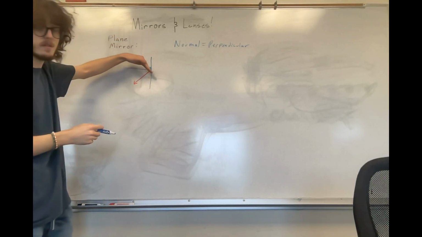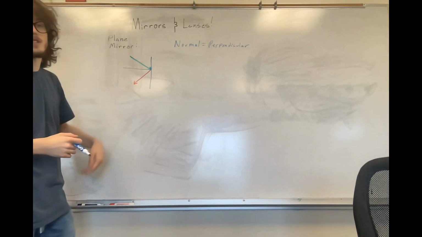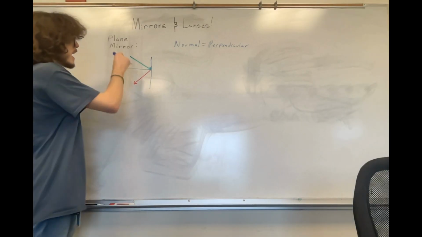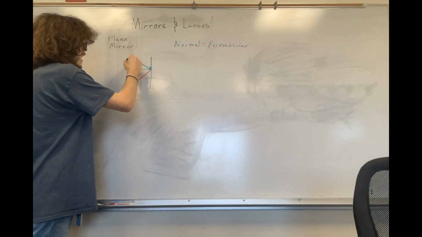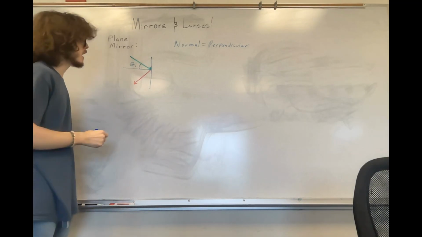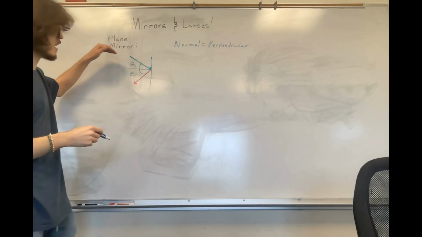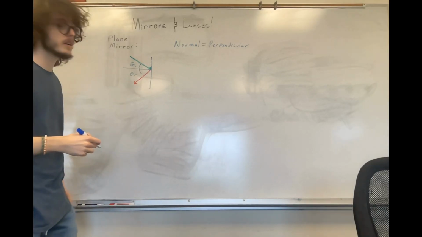So this is the incident ray. We call any ray that's striking a mirror incident. And then the reflected ray, of course, is the ray that is reflecting off of that mirror. Now we have the incident ray coming in at some angle, and we're going to call this theta I, the incident angle. And the reflected angle is theta R. And like I said, the law of reflection says that theta I equals theta R.